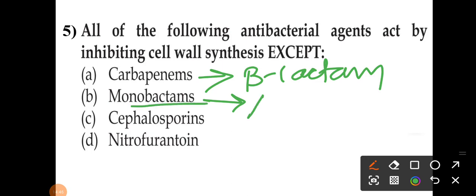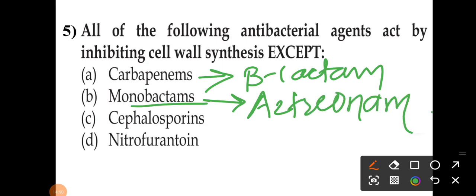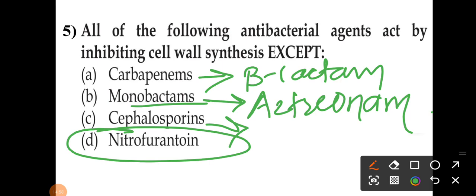Monobactam, as the name itself indicates, bactam means this is a beta lactam. What is the example of monobactam? That is aztreonam. Cephalosporins are also beta lactam antibiotics. So what is remaining? That is nitrofurantoin, and that is our correct answer. So all of these antibacterial agents inhibit cell wall synthesis except nitrofurantoin.